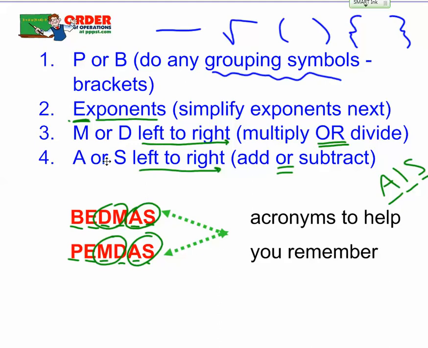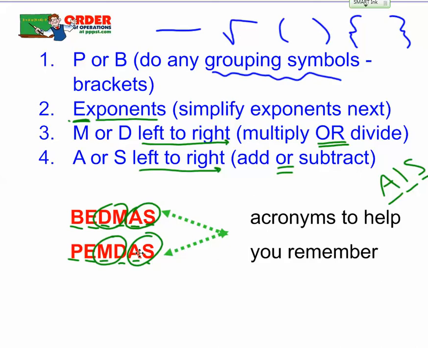And the last thing you do is add or subtract from left to right. So these are acronyms that help you remember, just like AIS is an acronym for the American International School. BEDMAS and PEMDAS are acronyms. The B and the P stand for brackets or parentheses, and then exponents. And this is divide, multiply. This is multiply, divide, because remember, it's from left to right.